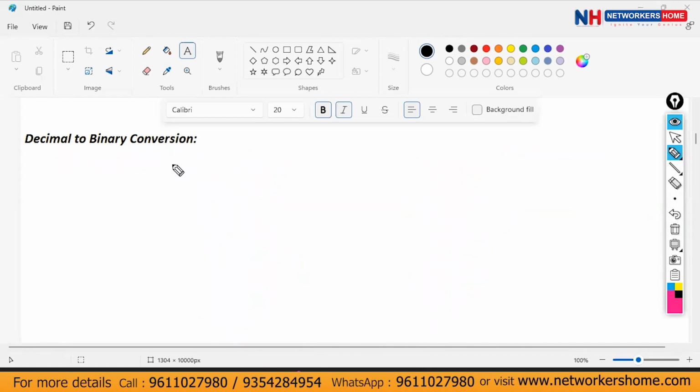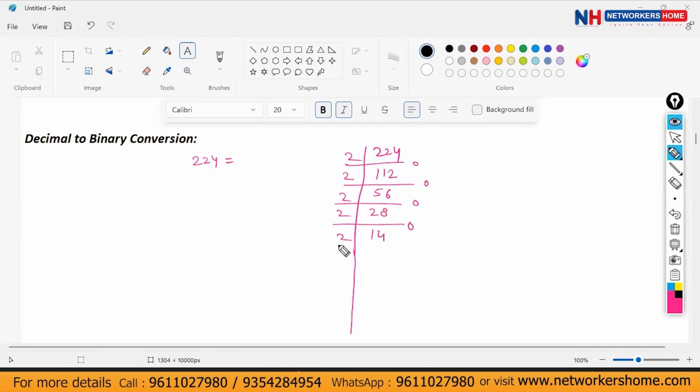So now let's do one more example. Convert 224 in binary. Almost everyone is done. See here, we want to convert 224 in binary, so again, divide by 2. What will be the value? 112, remainder is 0. Now 56, remainder is 0. This will be 28, 0, 14, 0, 7, 0, 3, remainder is 1, 1, remainder is 1, 0, remainder is 1. If you write from bottom to up, it will be 11100000. Everyone has the same answer?